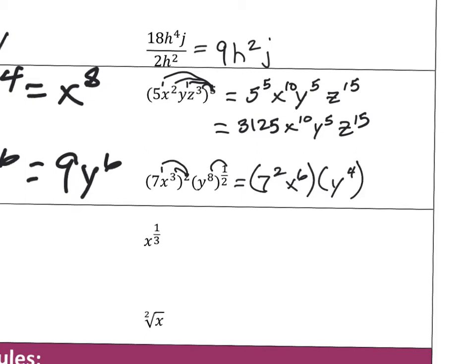So now I can simplify that. 7 squared, of course, would be 49. x to the 6, I can't simplify anymore, so I have x to the 6. You're also multiplying y to the 4th times that, so I'm just going to add on the y to the 4th at the end.